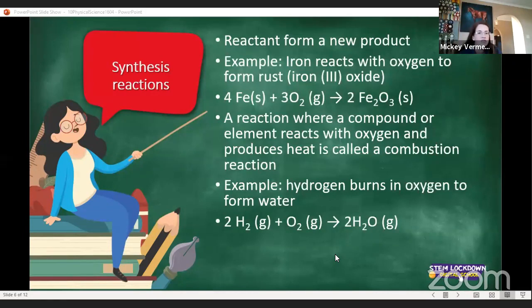Rusting is an example of a synthesis reaction. Yes. Combustion occurs, meaning it is a synthesis reaction. Yes.